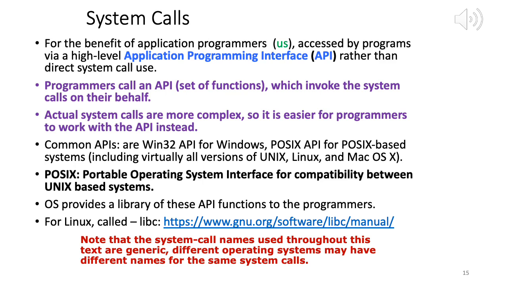Note that system call names used throughout this text are generic. Different operating systems may have different names for the same system calls. So from this slide, what we know is that as far as programmers are concerned, we don't invoke the system calls directly. We have APIs or wrapper functions, and we just include them in our programs, and those APIs will invoke the system calls on our behalf, for simplicity.